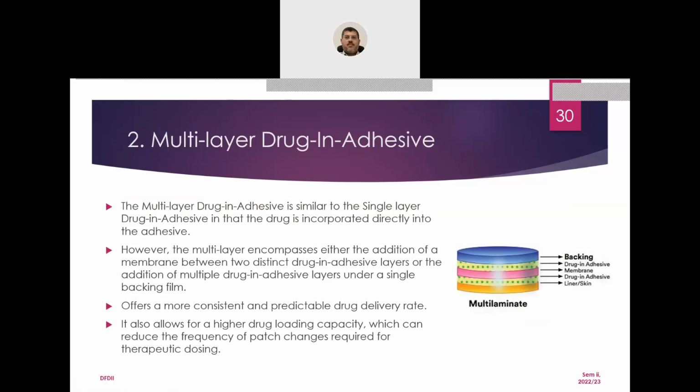We may have multi-layer drug in adhesive. So here, still the drug will be in the adhesive. However, we don't have only one layer of the adhesive. We have several layers, multi-layer of the adhesive. The liner will always be there, and the backing membrane will always be there. In between, for example in this design, we have two layers of adhesive and we have a membrane in the middle between them. Each layer of adhesive contains the excipients and the drug.